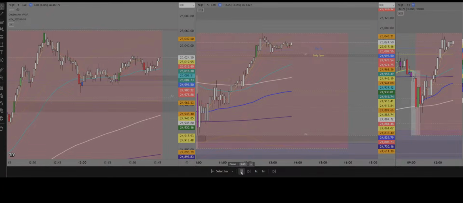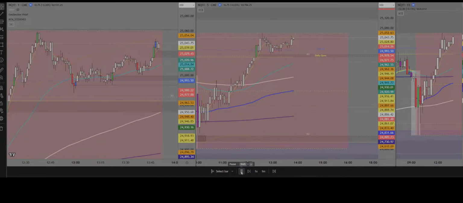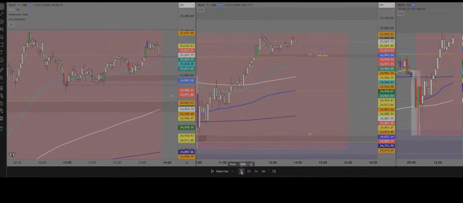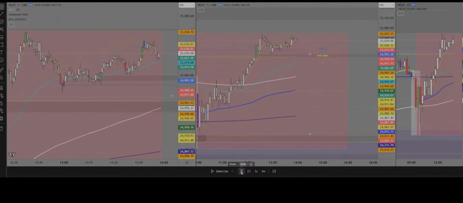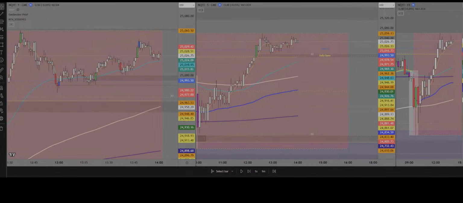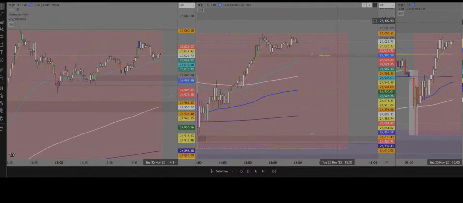I guess really for now I would be done on this. Oh look, it finally goes. Either way, P&L was like 5,900. Max equity drawdown was 820. Okay. That's just using one contract.